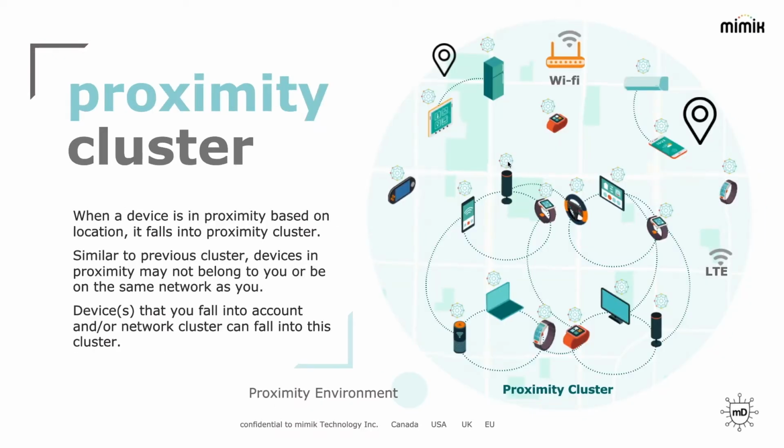Lastly, we'll look at proximity cluster. When a device is in proximity based on location, it falls into the proximity cluster. Similar to the previous clusters, devices in proximity cluster may or may not belong to you or be on the same network as you. This means that devices that fall into the account cluster and/or network cluster can fall into this cluster simultaneously as well.